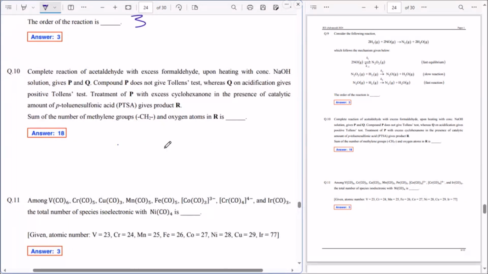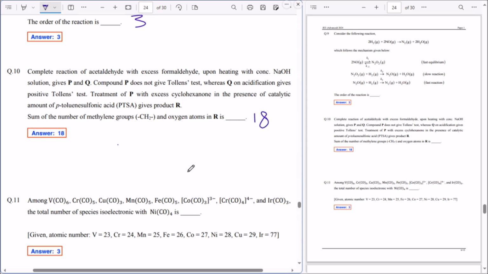Next, question number 10. Complete reaction of acetaldehyde with excess formaldehyde upon heating with concentrated NaOH solution gives P and Q. Compound P does not give Tollens test, whereas Q on acidification gives positive Tollens test. Treatment of P with excess cyclohexanone in the presence of a catalytic amount of para-toluene sulfonic acid gives product R. Sum of the number of methylene groups, that is CH2s, and oxygen atoms in R is 18.